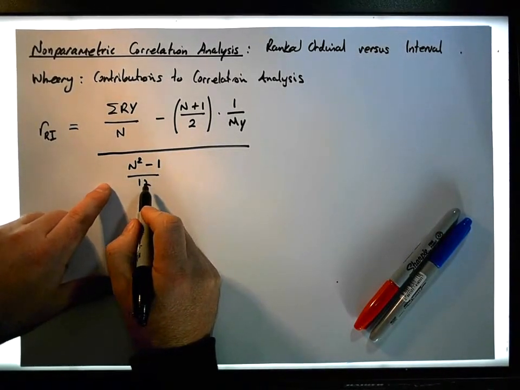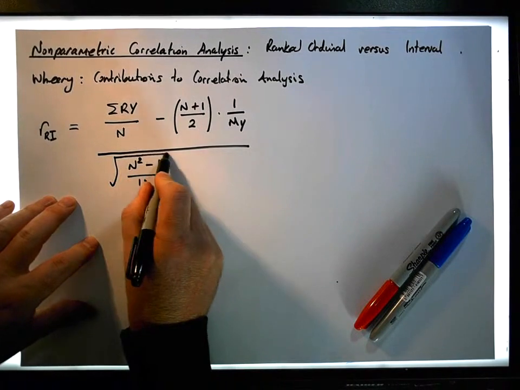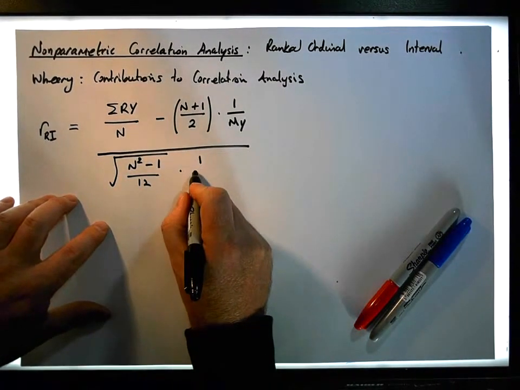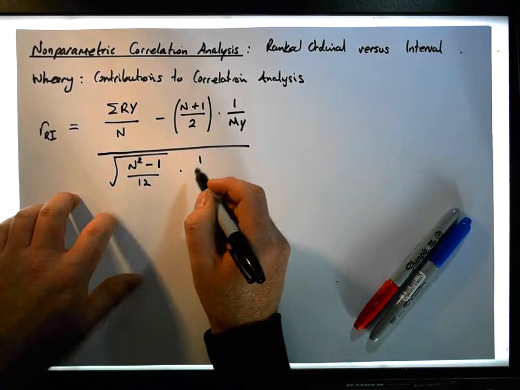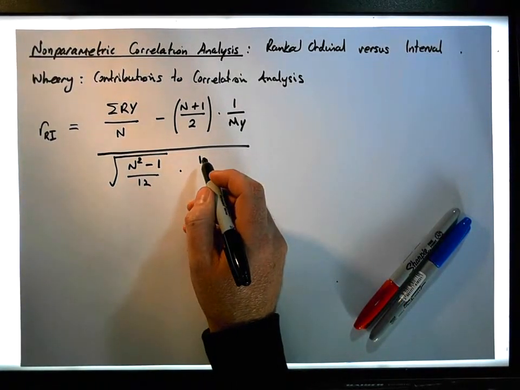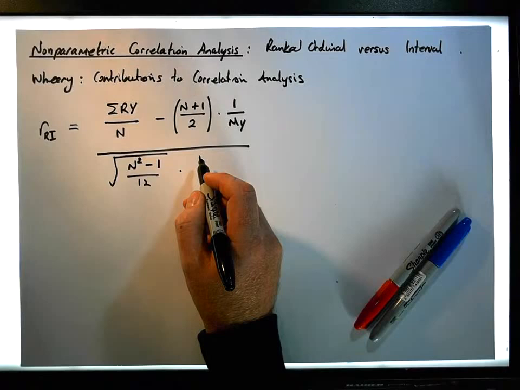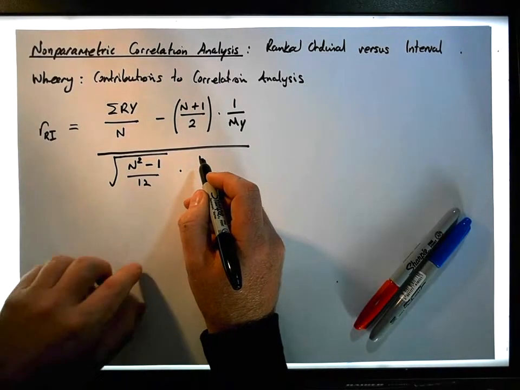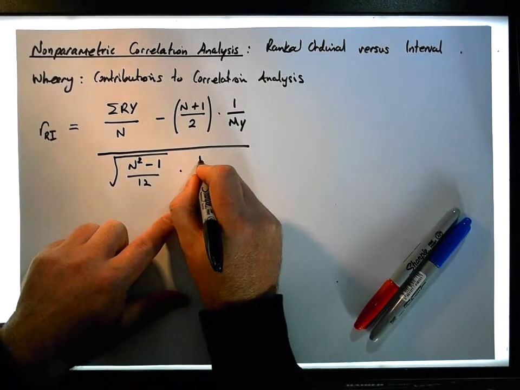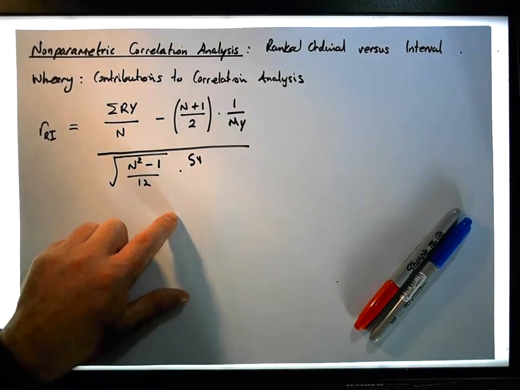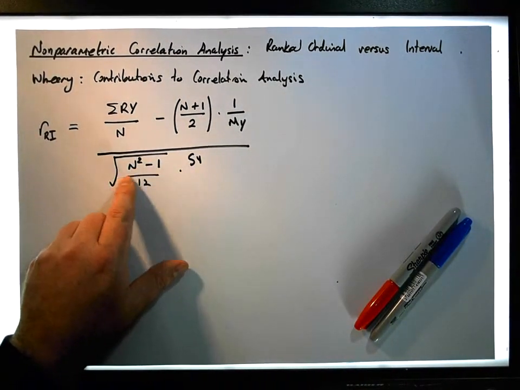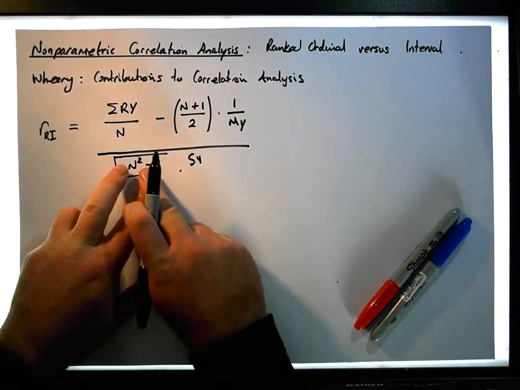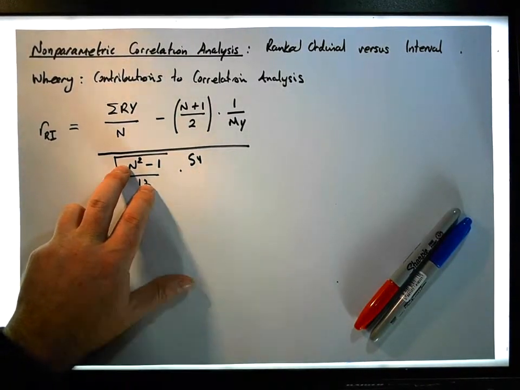Okay, it's the square root of that particular value times, excuse me, it's not actually 1 over, it's actually times the standard deviation of the y's. So let's just have a look at that. It's times the standard deviations of the y's, so it's times sy. So we get the square root of n squared minus 1 all over 12, and then that's multiplied by the standard deviation of the y's.